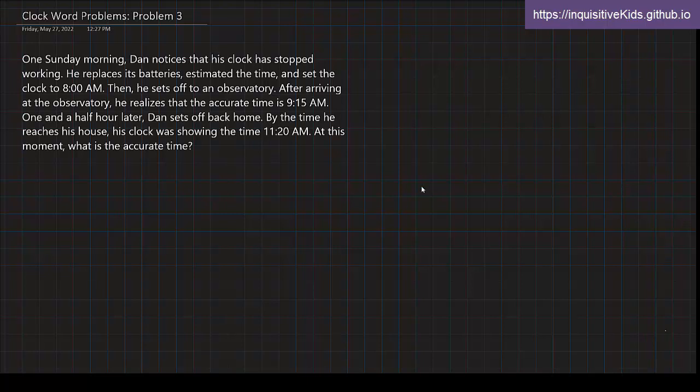Alright, now we're done with looking at broken clocks. We're going to be starting delayed clock. So yeah, let's look at this problem. And you're going to see there's going to be more given times.